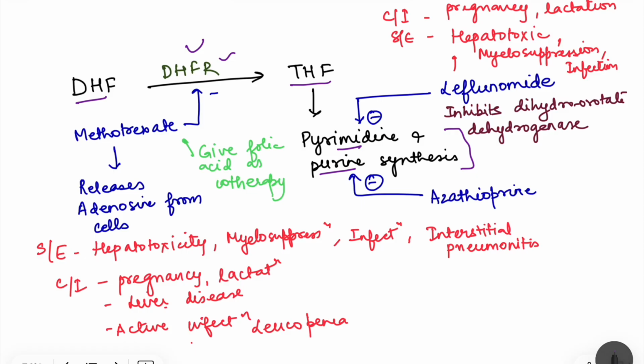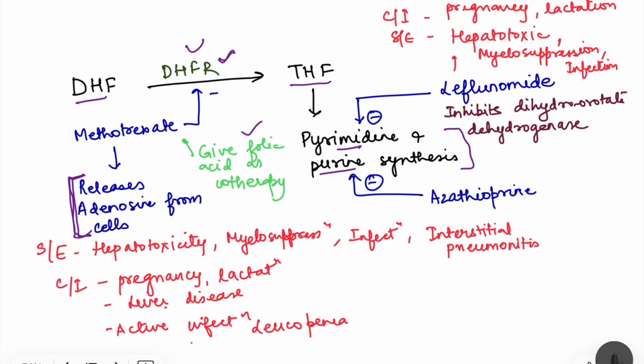However, now it is known that in rheumatoid arthritis, its action is because it causes release of adenosine from cells. Whatever adenosine has accumulated within the cells, it causes its release from the cell, and because of this, it is acting in rheumatoid arthritis. And in fact, because of its action of inhibiting this dihydrofolate reductase, folic acid is given as a co-therapy, otherwise there will be side effects of inhibition of this DHFR, right?